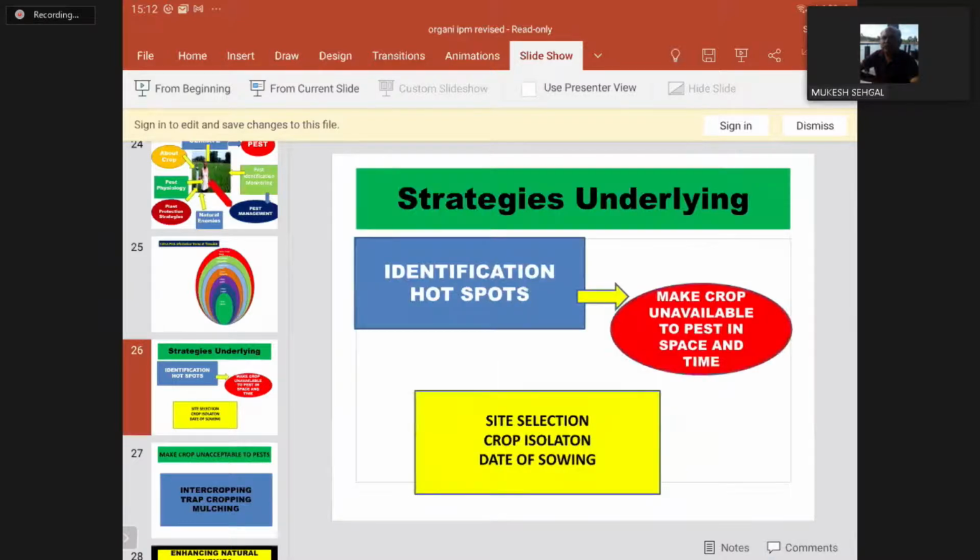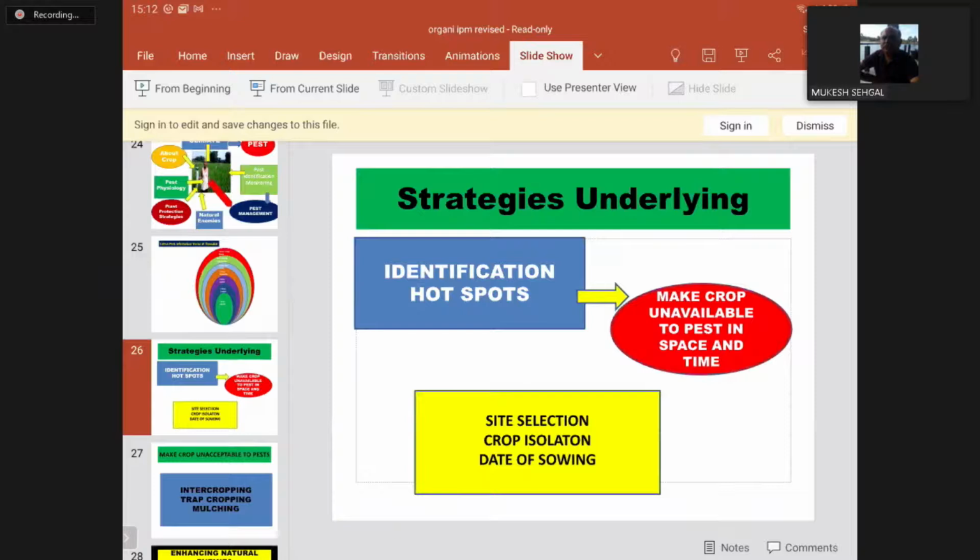Now, these strategies underlying. First of all, you identify the hotspots, as I did for nematodes. In the whole country of India, I can tell you 275 hotspots are for the root knot nematodes, especially Meloidogyne graminicola, where we have large damage. And now, what will be the use of hotspots? You are making the crop unavailable.